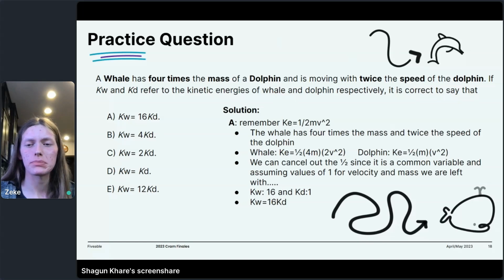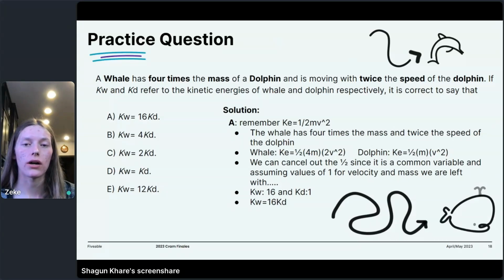Okay, so the first thing that you guys have to remember is that kinetic energy is 1/2 the mass times the velocity squared. In the question, it tells you that a whale has 4 times the mass of a dolphin, and it's moving with twice the speed of the dolphin. We're going to use kW to symbolize the whale, and what we're trying to do is figure out what the dolphin would be compared to the whale.